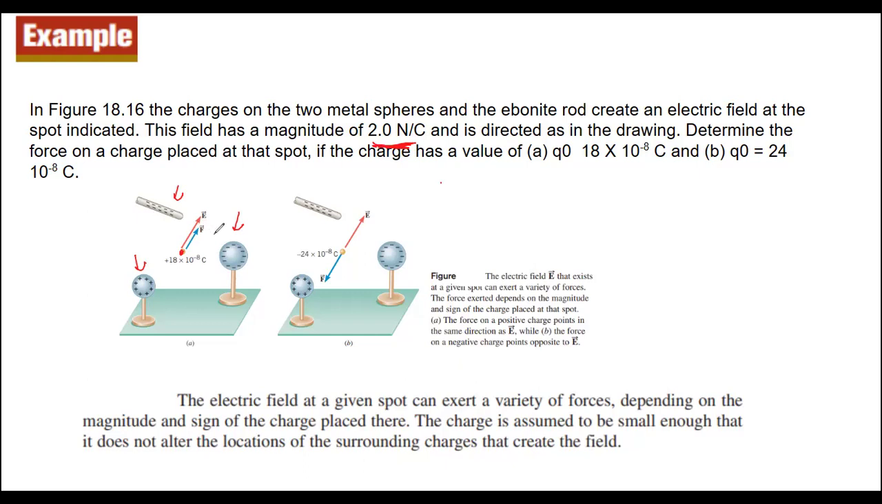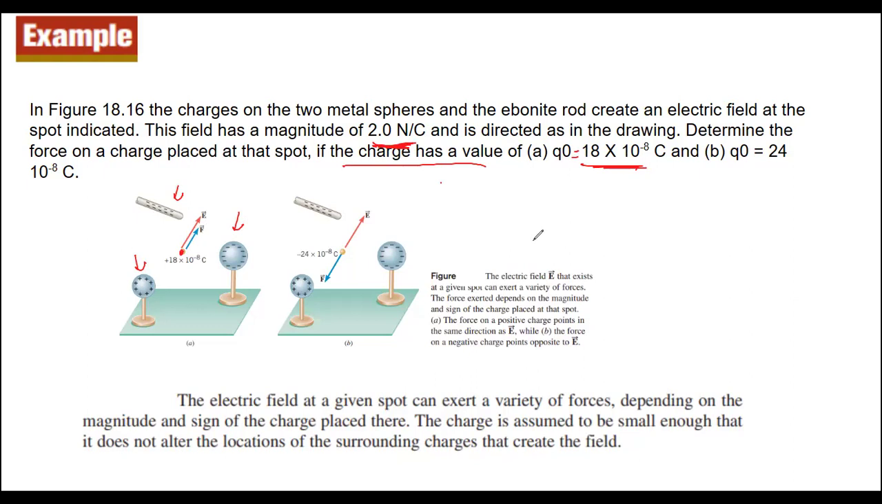Determine the force on a charge that is placed at that spot if the charge has the value of q naught is equal to 18 into 10 to the power minus 8 coulombs. We'll talk about the b part after we are done solving the a part.